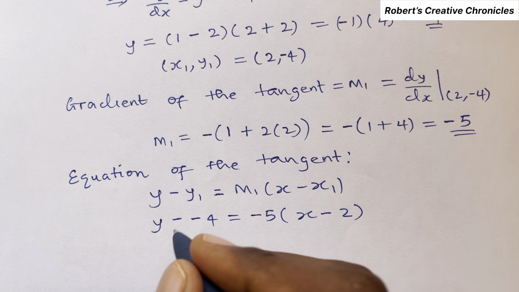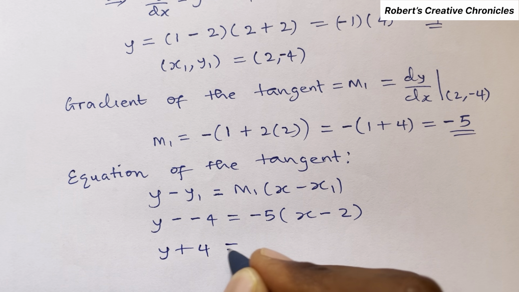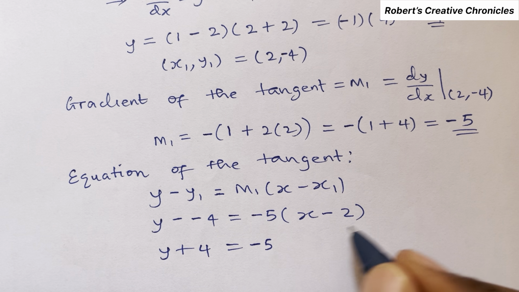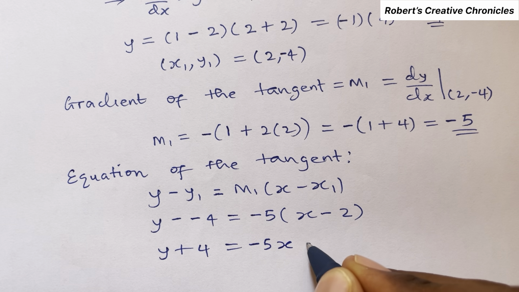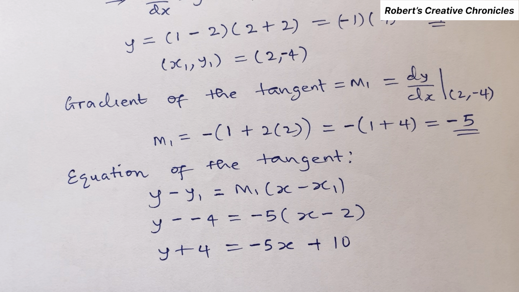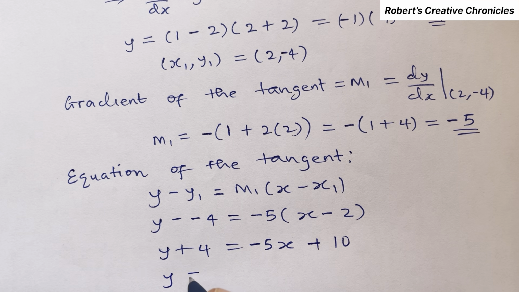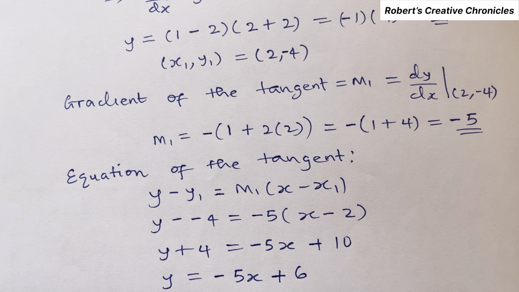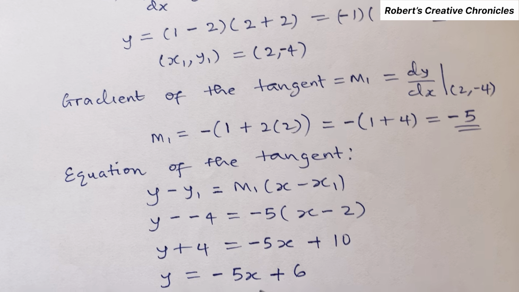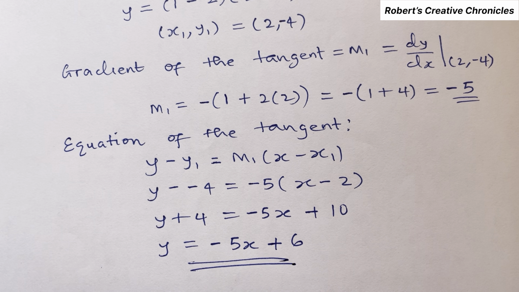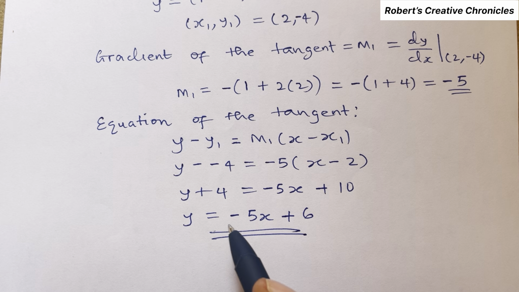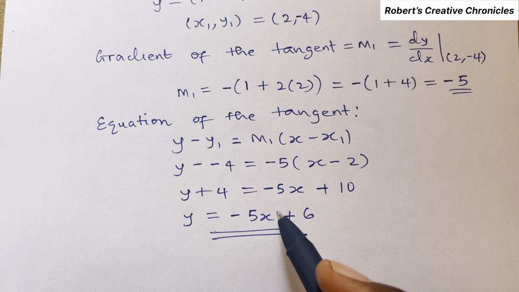So we'll simplify this. This becomes y plus 4 equals to minus 5. We can open this bracket. This becomes minus 5x plus 10. So this becomes what? Take this here. 10 minus 4 is what? Is 6. So this is the equation of the tangent. So the equation of the tangent is y is equal to negative 5x plus 6.